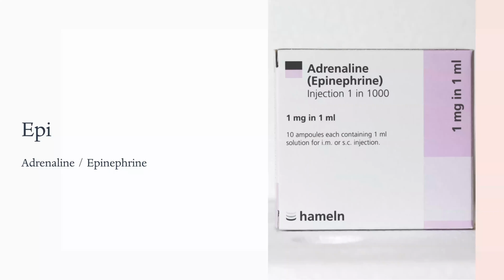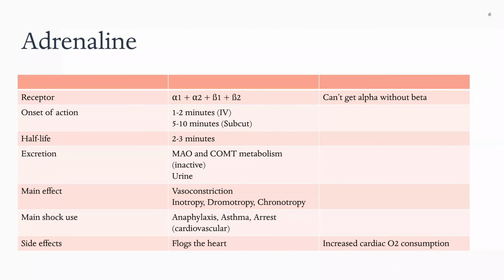Let's start with adrenaline, also known as epinephrine in other parts of the world. It acts on alpha 1 and 2 and beta 1 and 2. And the most important thing there is we can't get alpha without beta. Quick onset, up to 2 minutes, sometimes only a few seconds. The issue here is it flogs the heart, which leads to increased oxygen consumption. We're supposed to use it mainly in the AAA shocks, so anaphylaxis, asthma, and the rest. But in South Africa, we use it pretty much for all our shocks.